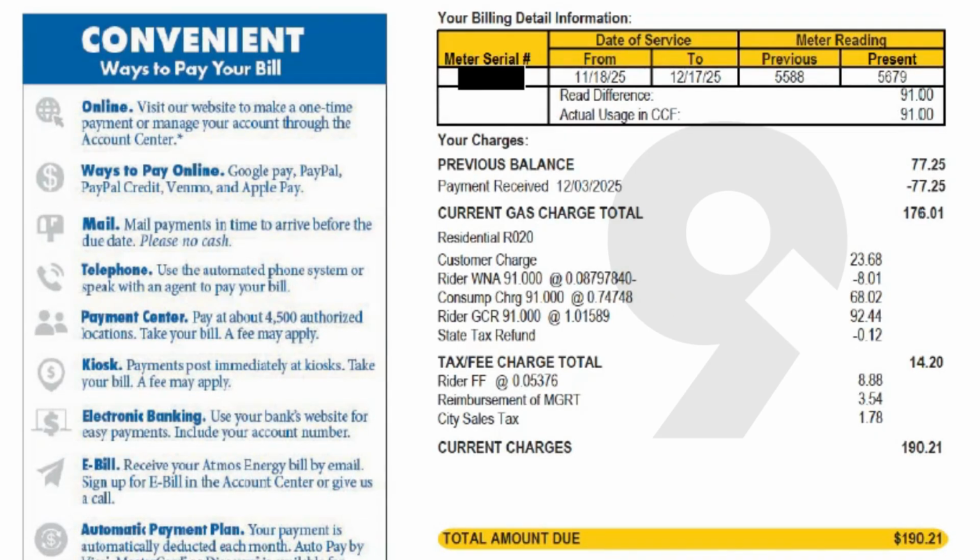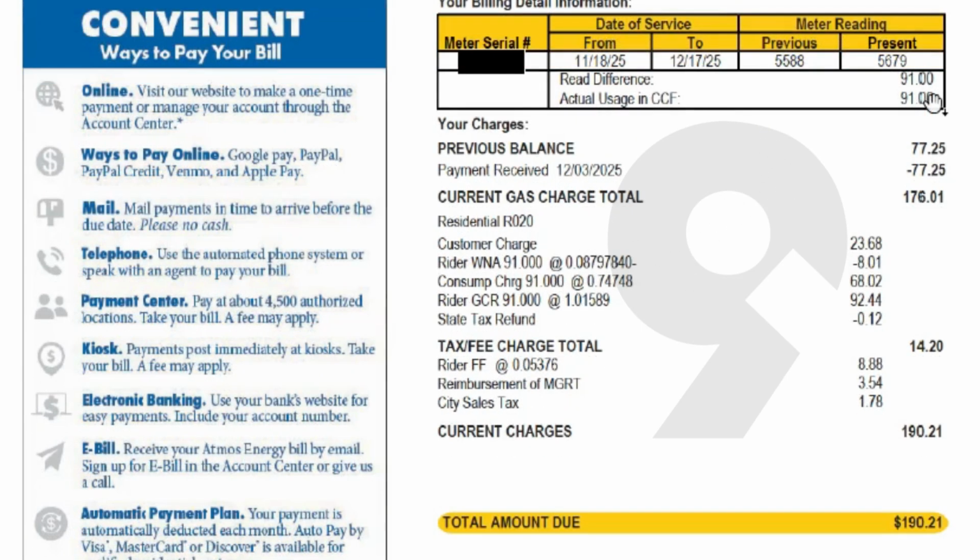And what I want to do is just a quick little breakdown on what this looks like. So let's start with part one. And when we talk about part one, we're talking about how to read the meter and the usage. So let's start with the top of the billing here. You have your meter readings. You have your read difference. You have also something called the actual usage in CCF. And on my bill, the usage was 91 CCF.